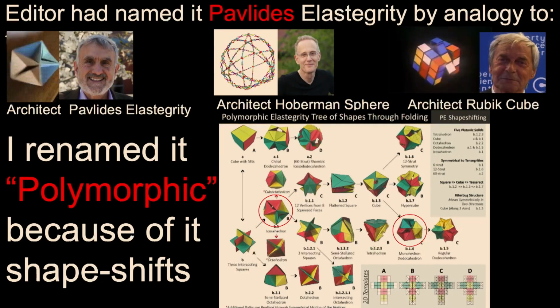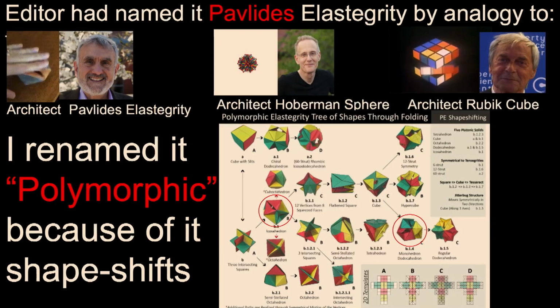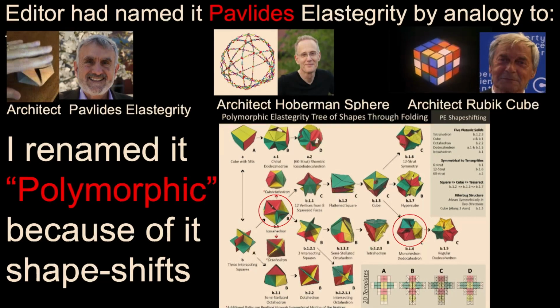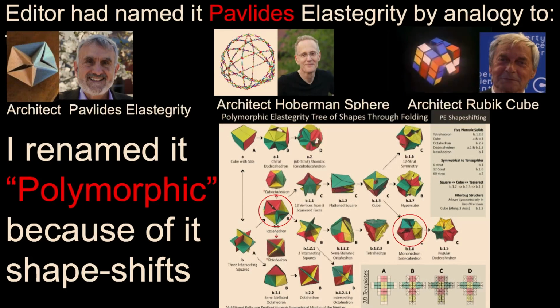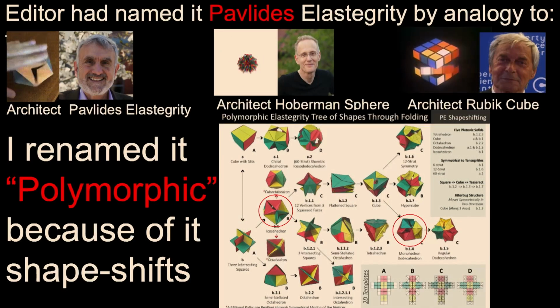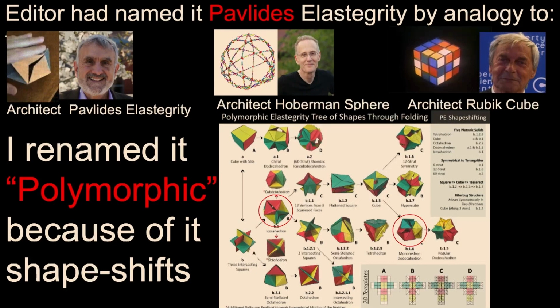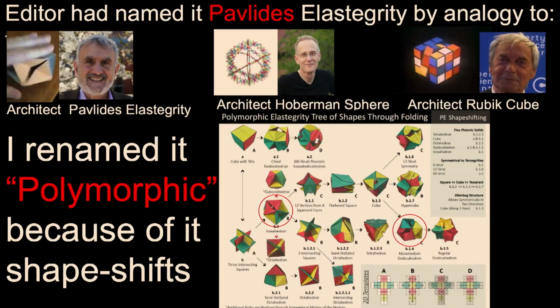And one more thing, Pavlides. Some editor had named this structure Pavlides elastegrity. I see in the program it's still that. But he argued that a bunch of architects create a structure and it's named after them. Hoberman's sphere, Rubik's cube. The guy was actually classically educated, and he said even Archimedes was an architect. How many of you know he was the naval architect of the greatest ship of antiquity? Anyway, we like to think of him as one of ours.